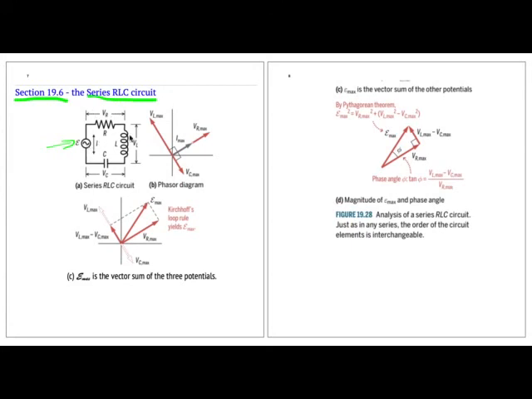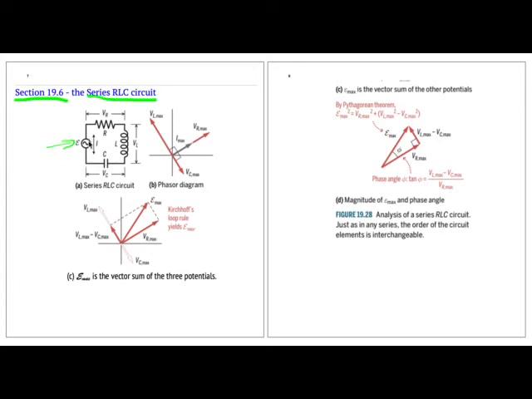Now, to analyze this AC circuit, we use Kirchhoff's loop rule. We say the sum of the potential differences across each part of the circuit adds up to 0. So the EMF plus the voltage across the resistor plus the voltage across the inductor plus the voltage across the capacitor, I've come around in a loop, it's got to be back to 0. It's got to be back to the same point.